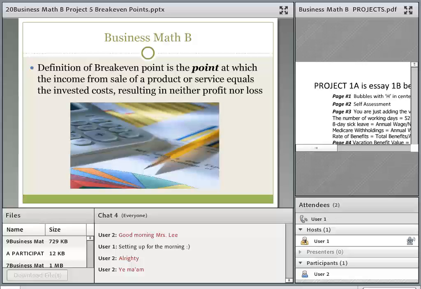The definition of a break-even point is the point at which the income from a sale of a product or service equals the invested cost, and it results in neither profit nor loss.